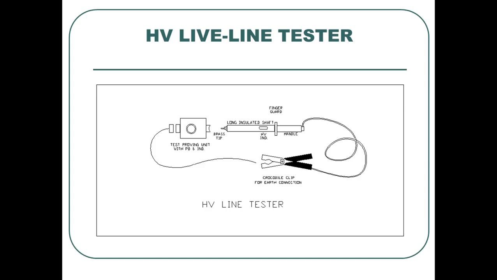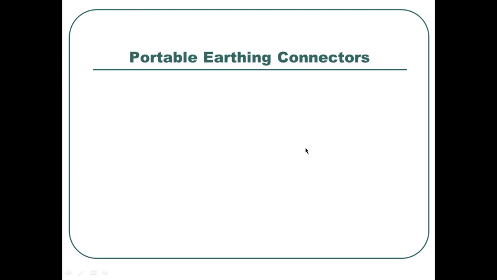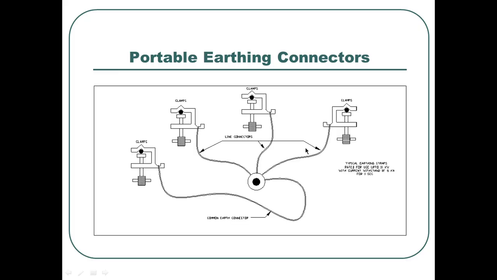See, the high voltage line tester you see here, with a crocodile clip for the earth connector. This is the test proving unit, and then the long distance shaft high voltage indicator. This is the handle that is there, and then we have portable earthing connectors. These are the portable earthing connectors. Clamps we have. Typical earthing straps are rated for use up to 11 kV with current withstand of kiloamps for 1 second.